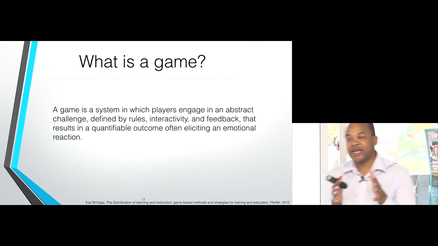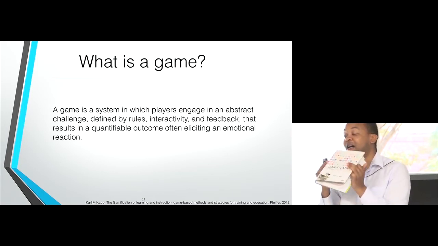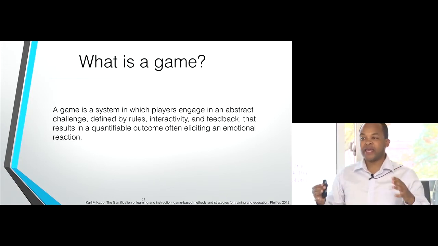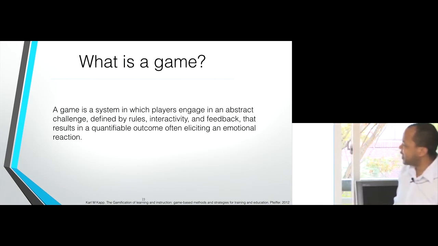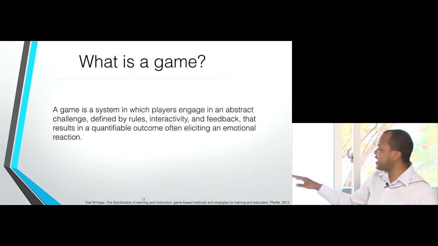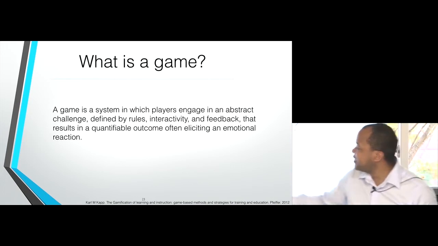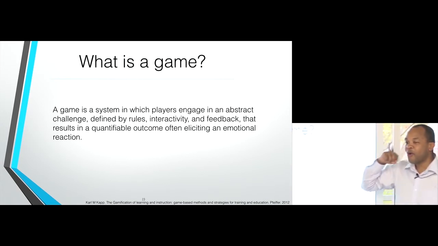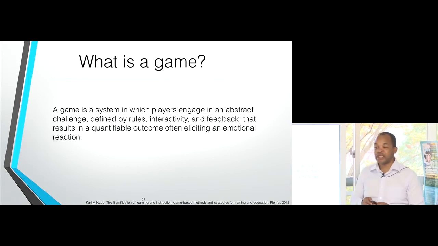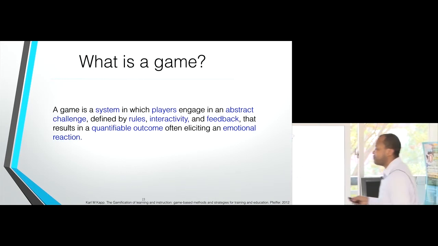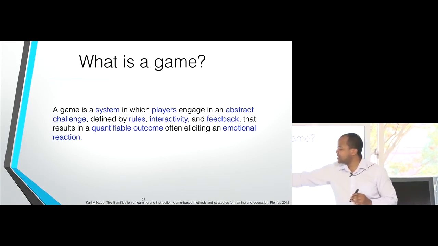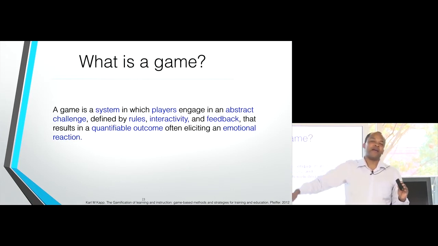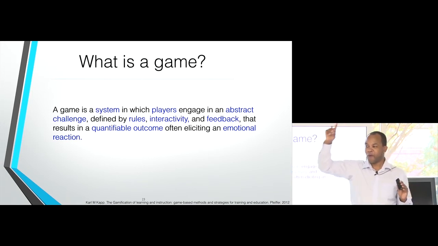Okay, so to really understand gamification, Professor Carl Kapp thinks that it's nice to first start by defining what a game is. He defines a game as a system in which players engage in an abstract challenge defined by rules, interactivity, and feedback that results in a quantifiable outcome, often eliciting an emotional reaction. So a keyword from this definition is that a game is a system. This is very important, the first part. All parts of the game should be connected.